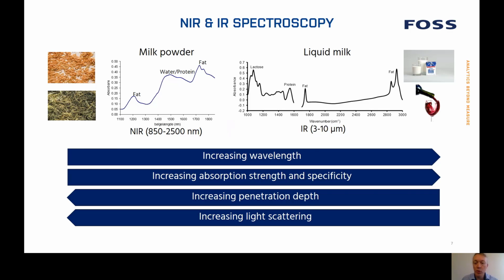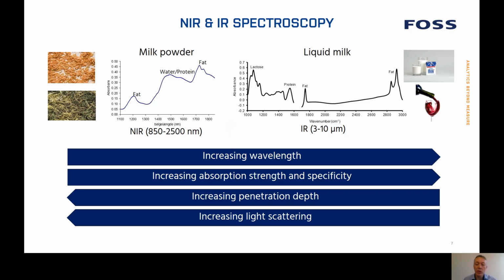In spectroscopy, we usually split the spectrum into 2 parts. The first part shown on the right is the mid-infrared range from approximately 3 to 10 micron. And the second part is the near-infrared range shown on the left, which extends from approximately 850 nanometers to 2500 nanometers. When going towards longer wavelength, the absorptions grow stronger and stronger.